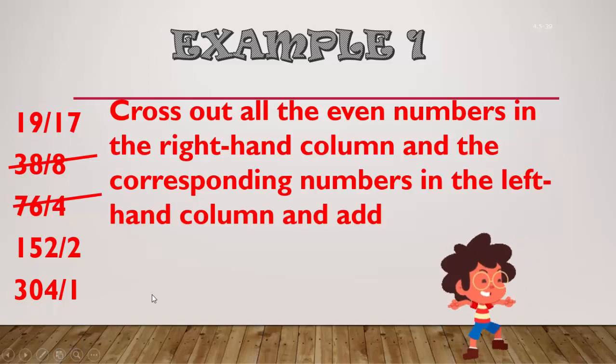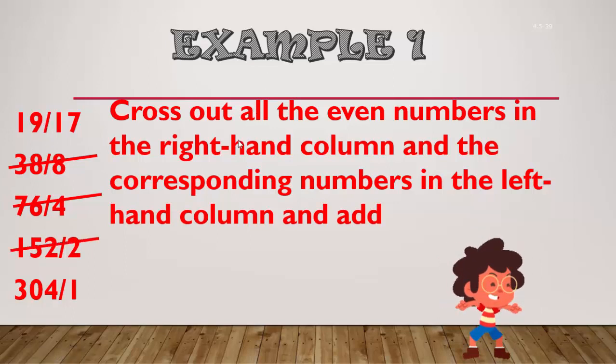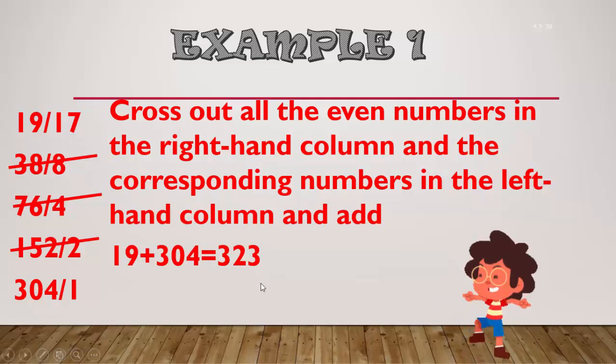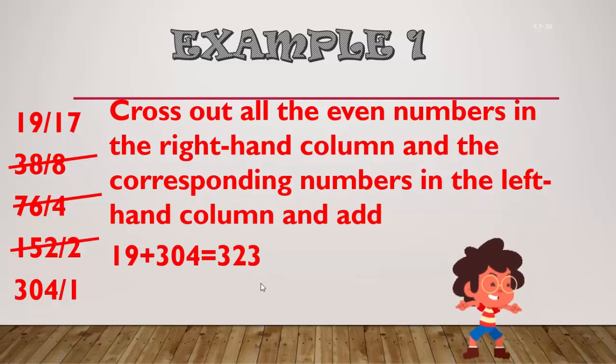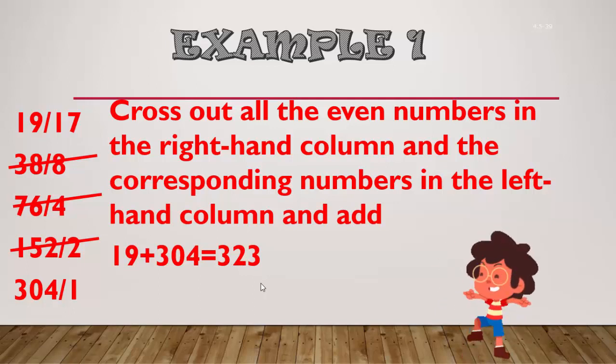And we cross out all the even numbers in the right-hand column, in this case, and the corresponding numbers in the left-hand column, and add what's left over in the left-hand column. In this case, we have 19 and 304, and when we add those two up, we get 323, and that's the same answer as we got doing it from left to right.